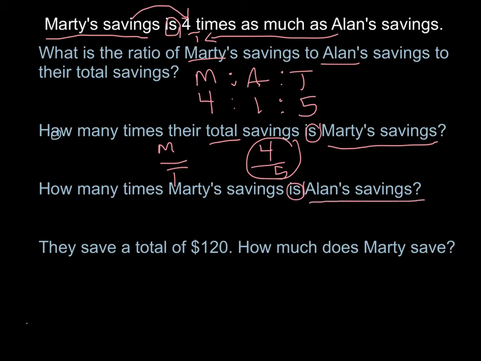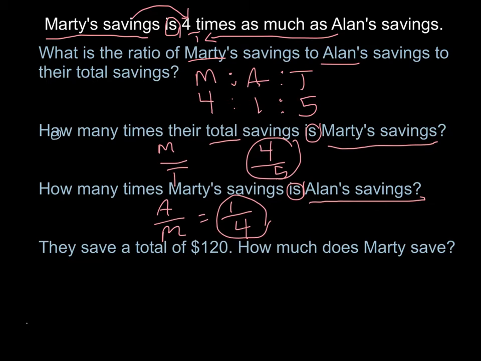In the second one, how many times Marty's savings is Alan's? Alan's by themselves, not with the how many times Marty's. So I need Alan to go on top. Alan's number from up here is 1. So I have Alan over Marty. And Alan is 1, and Marty from up here is 4. So Alan is 1/4 of Marty.